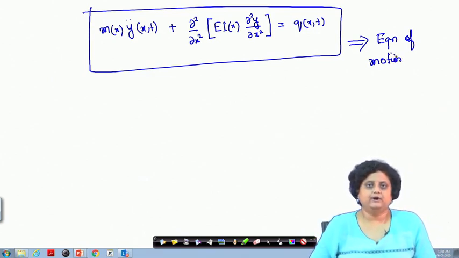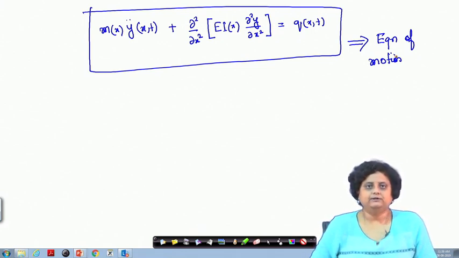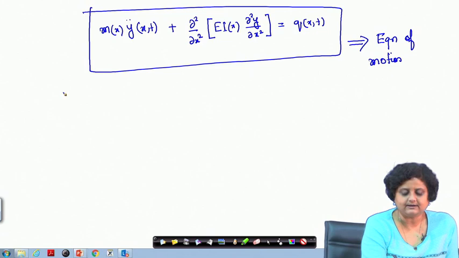So, this is the equation of motion that we have for a generic beam with all possible generality. The mass can vary with x, the flexural rigidity can vary with x. So, we have this final form of equation of motion. So, now our next job obviously is going to solve this. For solution, let us first consider a free vibration problem.